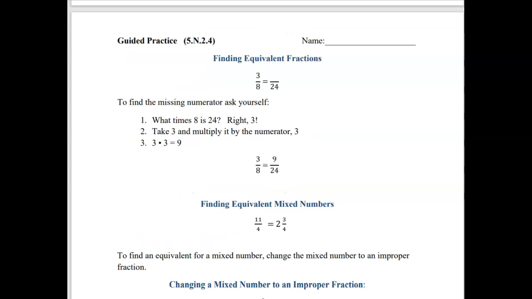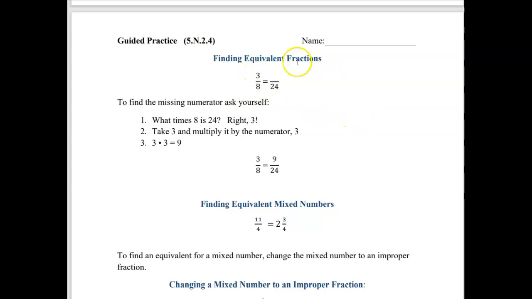How do we find equivalent fractions when they aren't easy like a half? How do we go about doing that? On a test, you might be given 3/8 equals something 24ths. You have an empty numerator here you need to find out. And so it's got to be equal because it's got the equal signs there.